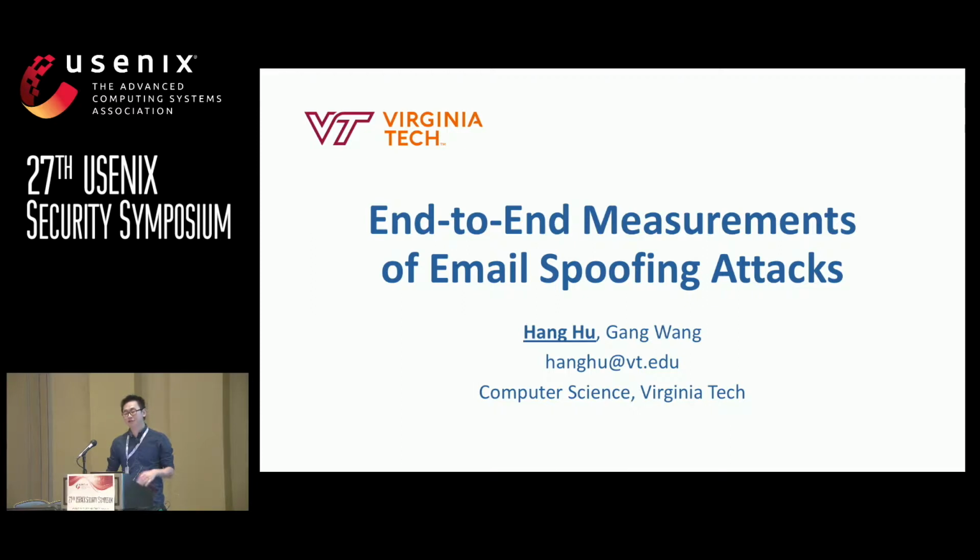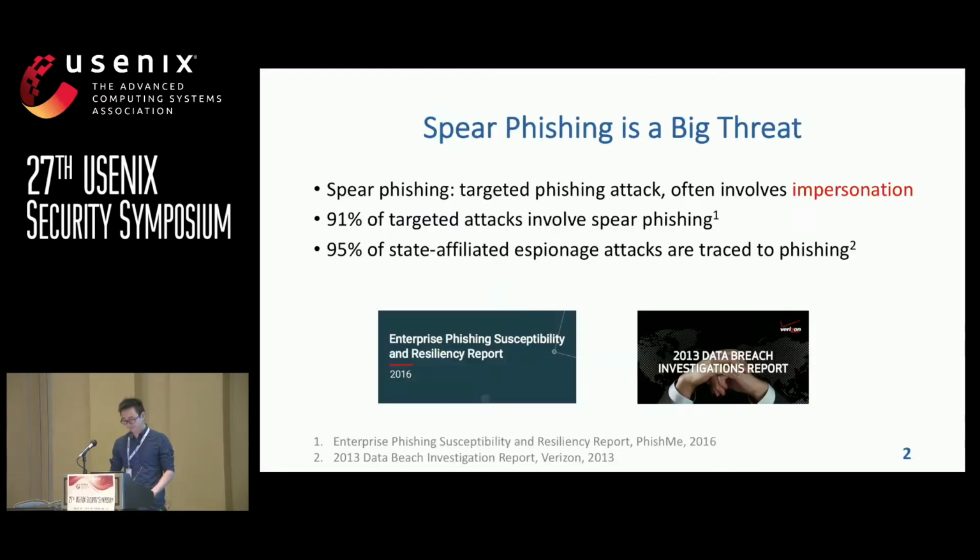Today I'm going to present a joint work with my advisor, Professor Gang Wang, the end-to-end measurements of email spoofing attacks. Let's first talk about spear phishing. Spear phishing means targeted phishing attacks. It often involves impersonation. According to previous research, 91% of targeted attacks involve spear phishing, and 95% of state-affiliated espionage attacks can be traced back to phishing.